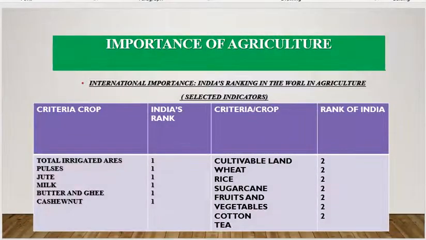Here we see that agriculture is also important for India in the international scenario. India's rank is first in total irrigated area, pulses, jute, milk, butter and ghee, cashew nut, and corn. In the same manner, in cultivable land, wheat, rice, sugarcane, fruit and vegetables, cotton, and tea, the rank of India is 2.